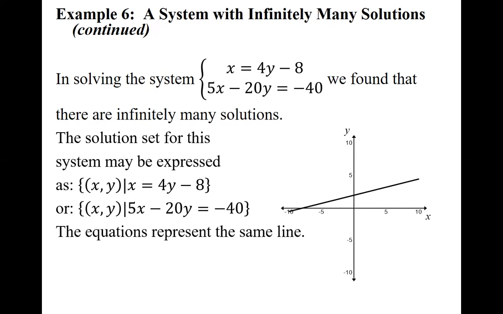If we wanted a solution set, the set would be the set of all points x, y such that one equation, or the set of all points x, y such that the other equation. So such that x equals 4y minus 8, or such that 5x minus 20y equals negative 40. Any point that makes that true is a point that is a solution, aka every point on that line, one form of it or the other.